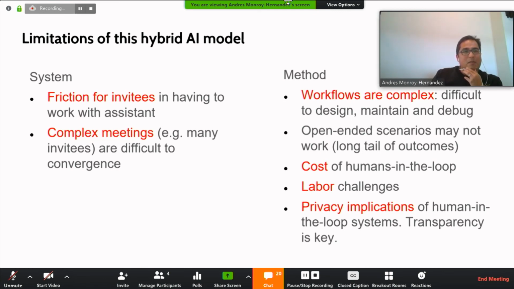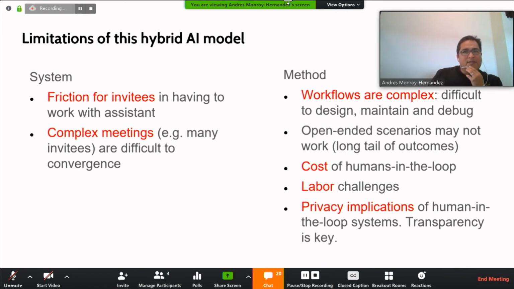The other one is the complexity of meetings, as I was saying. When there are many invitees, let's say 100 people or even 50 people, it's really difficult to converge. And so in those cases, you may never be able to do it with an assistant or with any system, maybe. And then the other one is with the method of using hybrid intelligence, these combinations of humans plus AI, that over time these workflows become more and more complex. And so it's difficult to design and maintain and debug. And so this may vary from scenario to scenario.